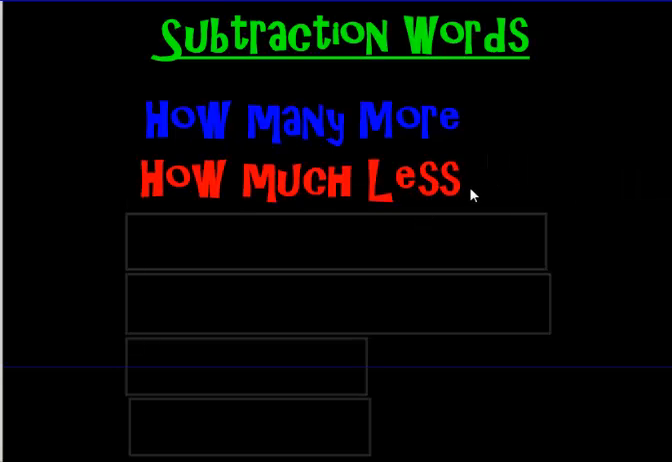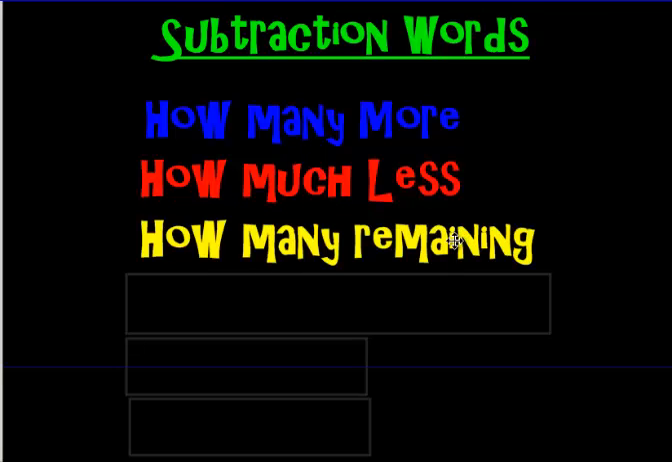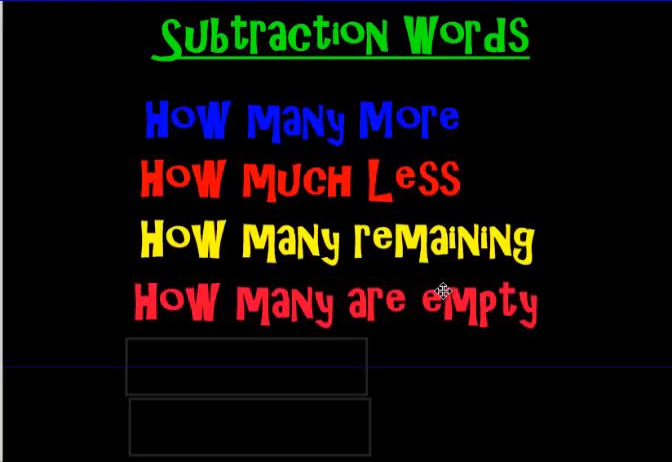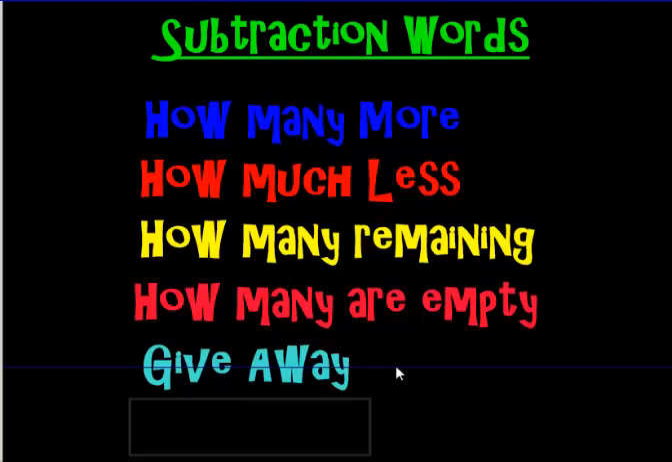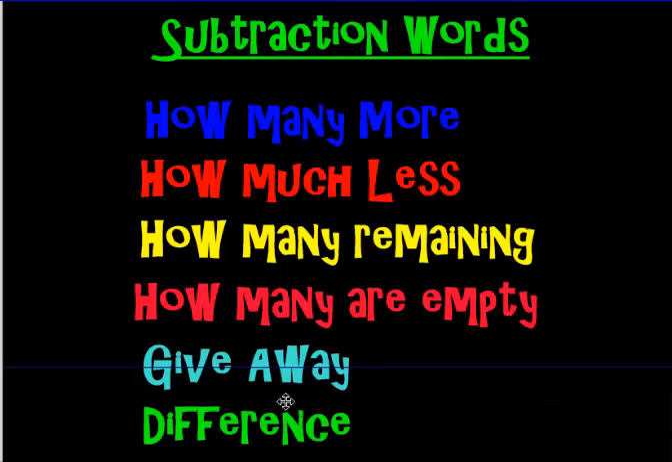How much less? Okay, that's subtraction. How many are remaining? Subtraction. How many are empty? So if you're in a movie theater and people fill up some seats and then the question says, now how many of the seats are empty? It's a subtraction word problem. If the word problem is indicating anywhere that things are being given away, it's a subtraction word problem. And this one often goes unnoticed: difference. If it says what is the difference between something and another thing, then you have to subtract the numbers. Memorize these and become very familiar with them.